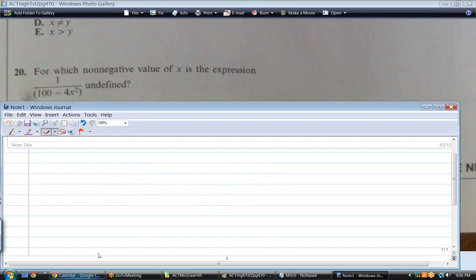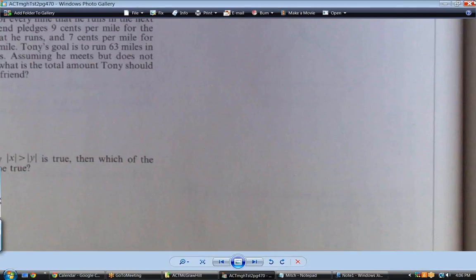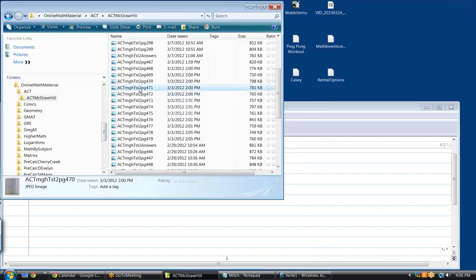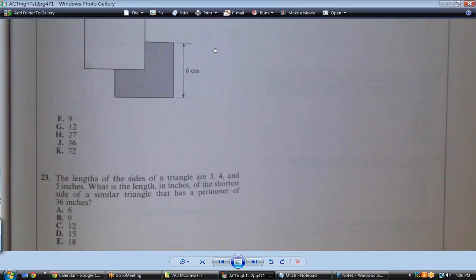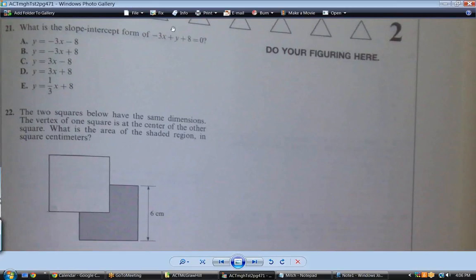All right. Next page, 471. What's the slope-intercept form of that equation?